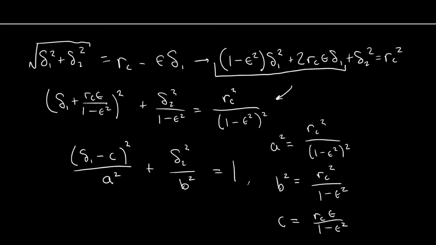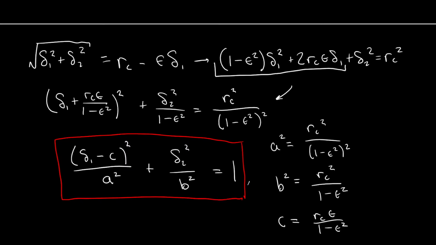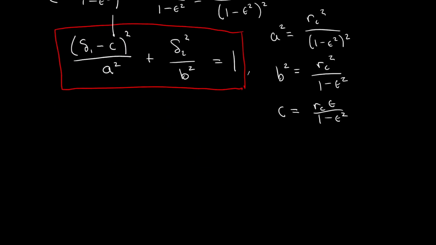Okay, so we now can see that this is the equation of an ellipse, an ellipse shifted in the delta 1 direction by some amount c. So that's pretty cool. We've now found that, at least in terms of the delta coordinates, our stars are orbiting in ellipses.